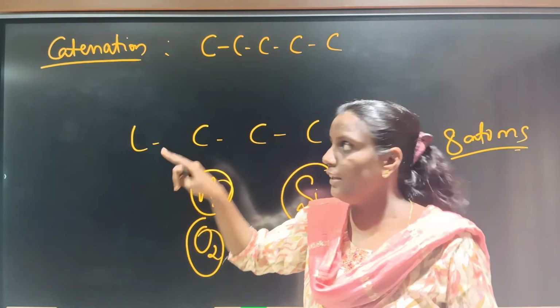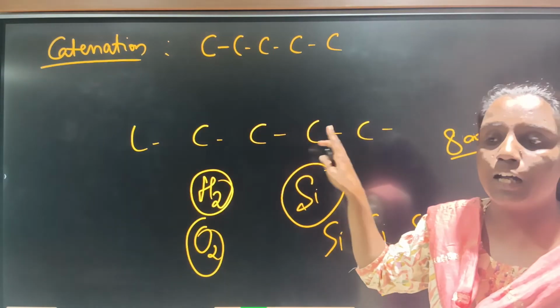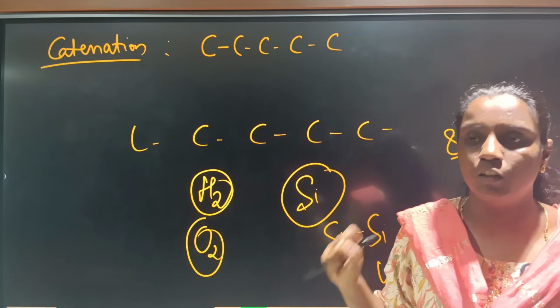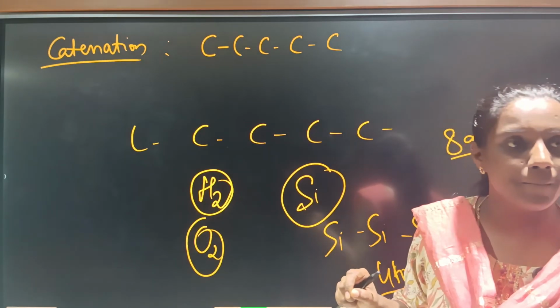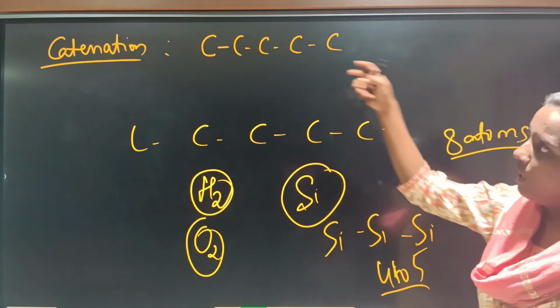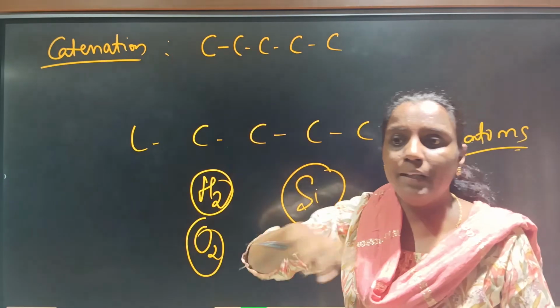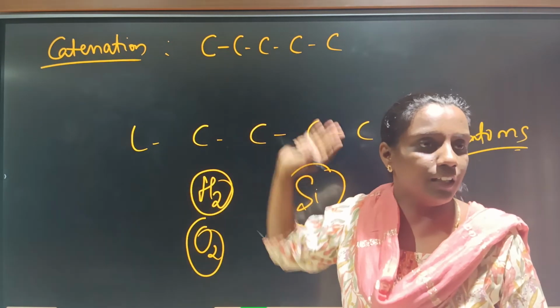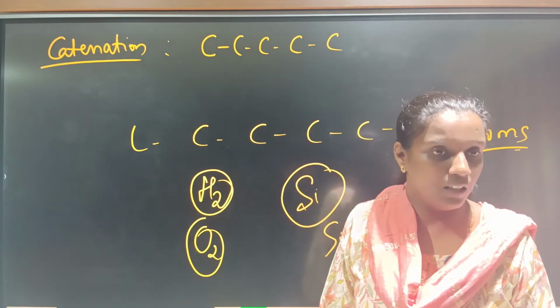Understood? So we say carbon is the major element which plays a role in organic compounds. Understood what is catenation? Building the bondage between the same atoms, we call it catenation. Fine.